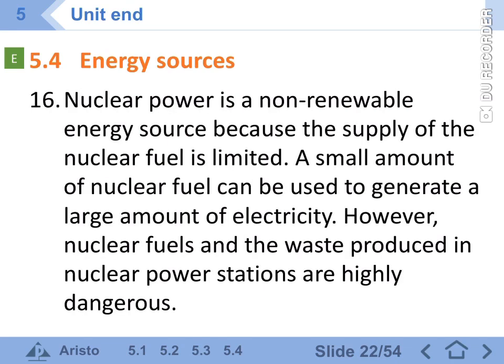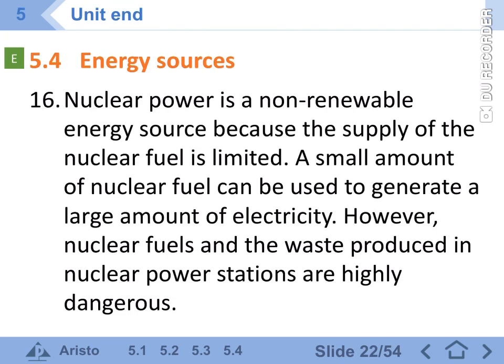Now, number 16, we have the nuclear power. It is also a non-renewable resource because once you use it up, you cannot replenish the nuclear fuel, the plutonium. We cannot make it in our lifetime to continue making it. We cannot do that because it's limited.